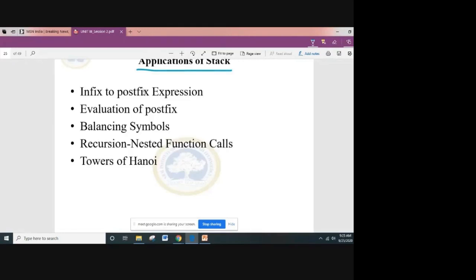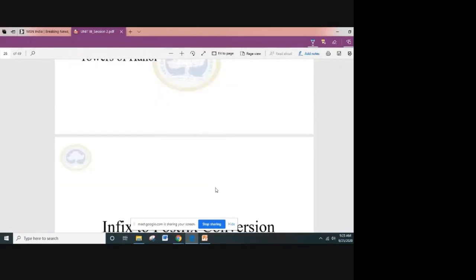Applications of stack. You are going to learn five applications: infix to postfix, evaluation, balancing symbols, recursion, and towers of Hanoi. Okay, so first I'll tell you what is infix to postfix.